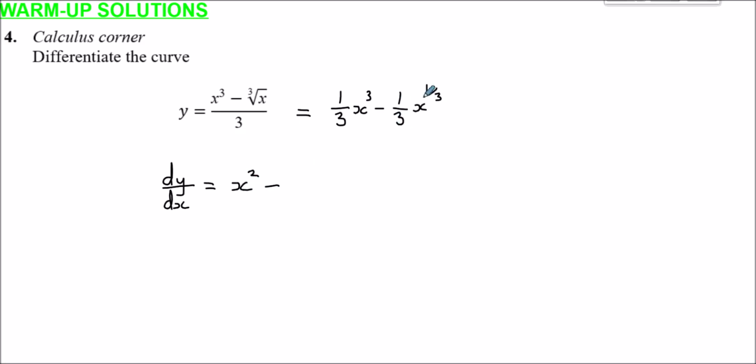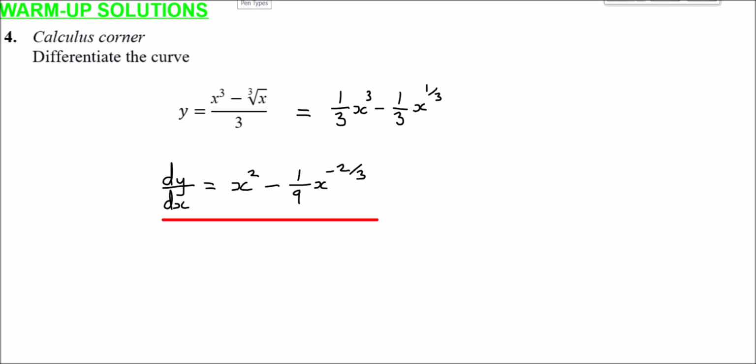In the similar way with the second term, the 1/3 power comes to the front and multiplies the 1/3 in front of the x. 1/3 multiplied by 1/3 is obviously 1/9. And we subtract 1 from the original power of x. So 1/3 minus 1 becomes minus 2/3. And this is therefore the gradient function dy by dx for this particular curve.